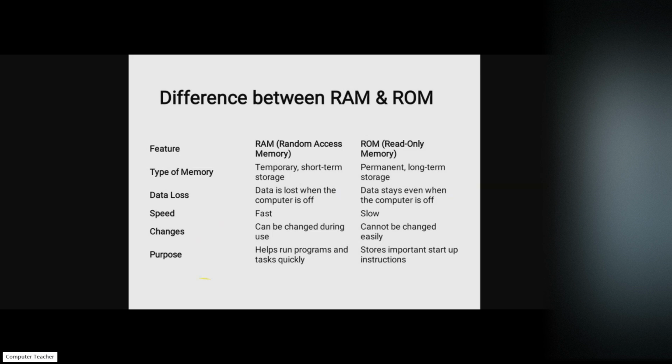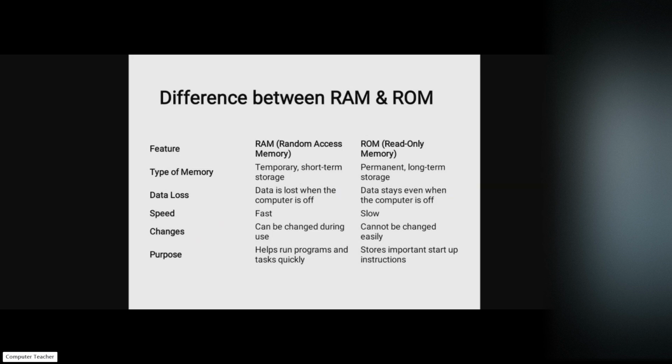Then data loss. If the power is turned off, the data will be volatile in RAM, whereas in ROM the data stays even when the computer is off. About the speed, RAM will be faster because we can access the data easily, taking less time. The speed of ROM will be slow. The starting process of turning on the computer takes some time, so it is a slower process.